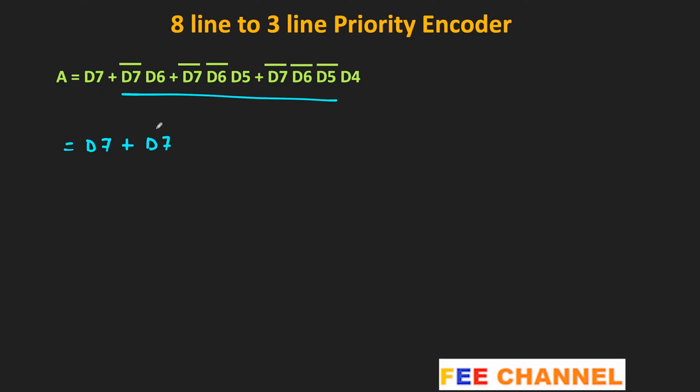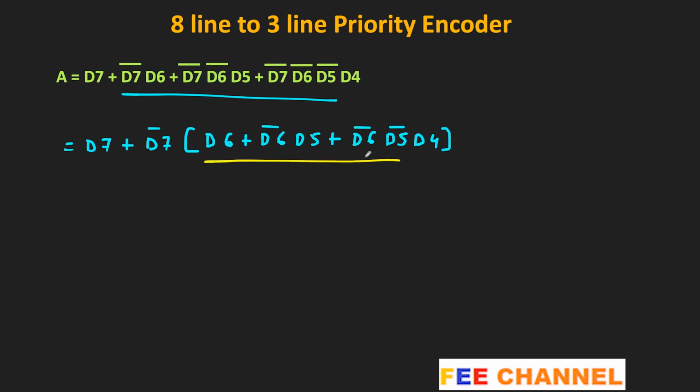So let us say this entire term is equal to x. Using the distributive law, we can say that is equal to D7 or x. In this case, we can write it as D7, or D6, or D6 invert, D5, or D6 invert, and D5 invert, and D4. Once again, if you see these last two terms, here this D6 invert is common. So if you take it outside, then we can write it as D7, or D6, or D6 invert, and in the bracket, we will have D5, or D5 invert, and D4.